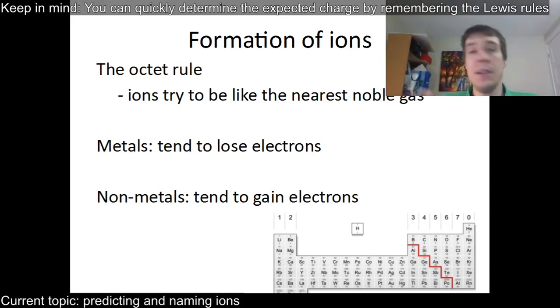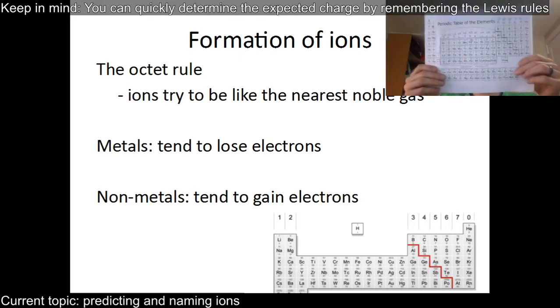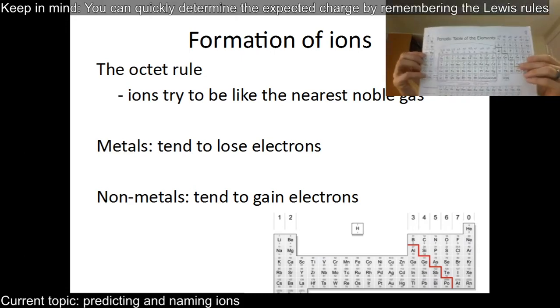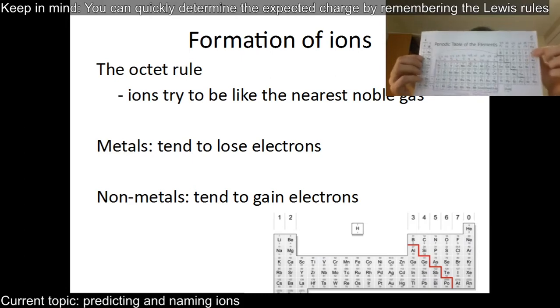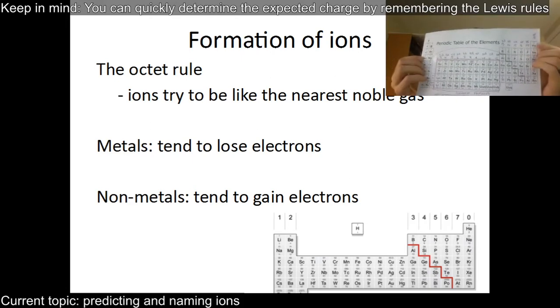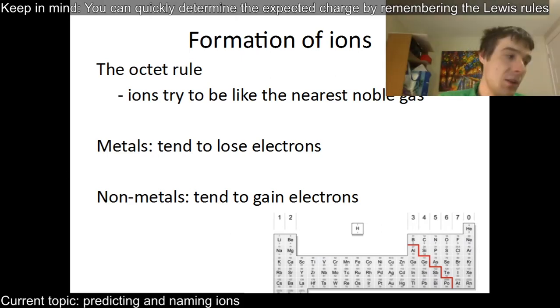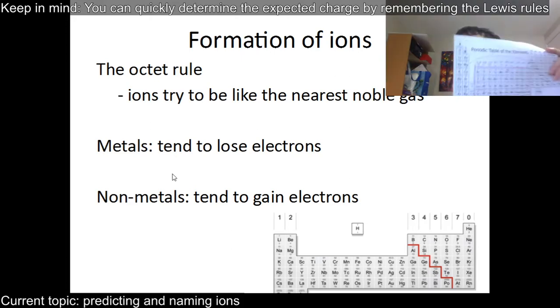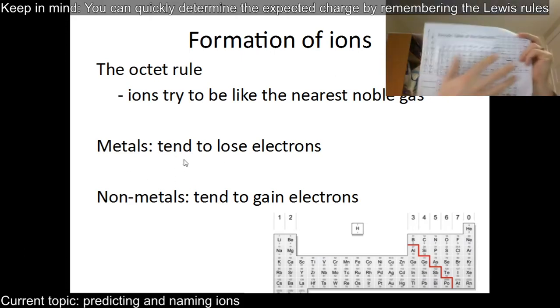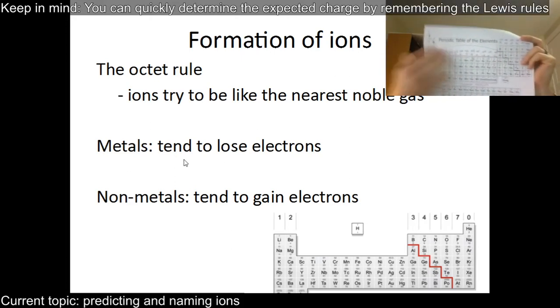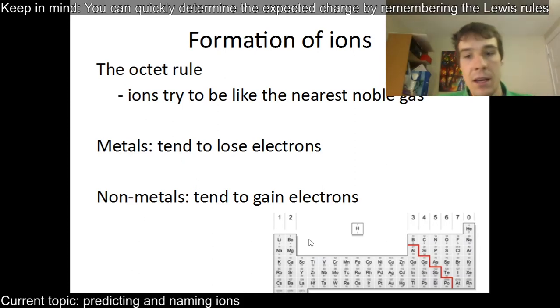So nearest doesn't necessarily mean physically nearest as in on the sheet of paper. The nearest noble gas to sodium is actually way up here. That's neon, right? Sodium is very close to neon. It's only 1 electron away from being neon. This is why we say metals tend to lose electrons, which are these guys on this side of the table, and nonmetals tend to gain. So metals tend to lose electrons, nonmetals tend to gain electrons.